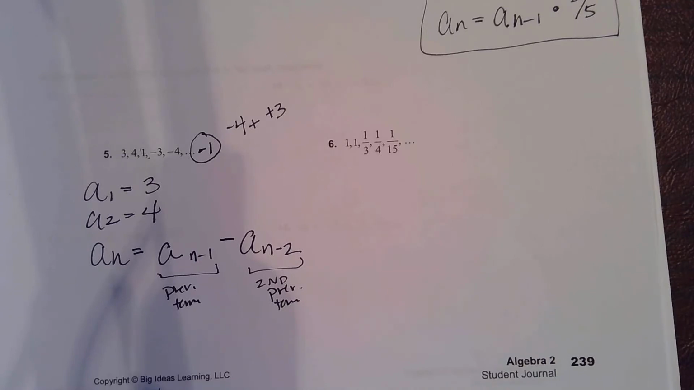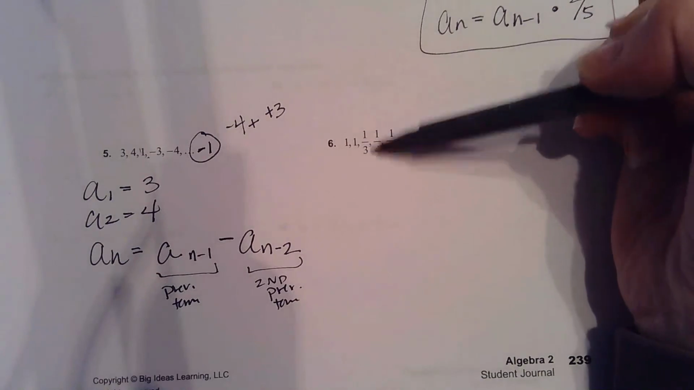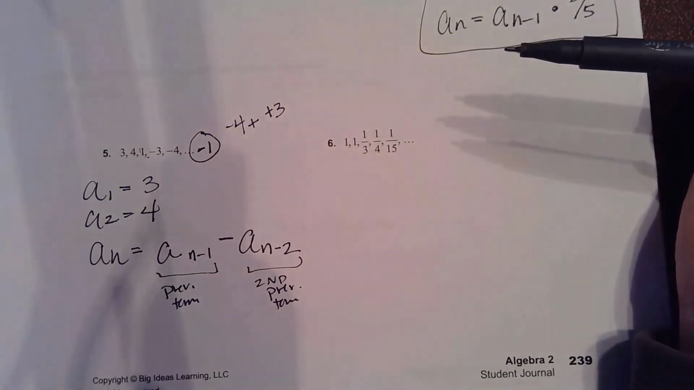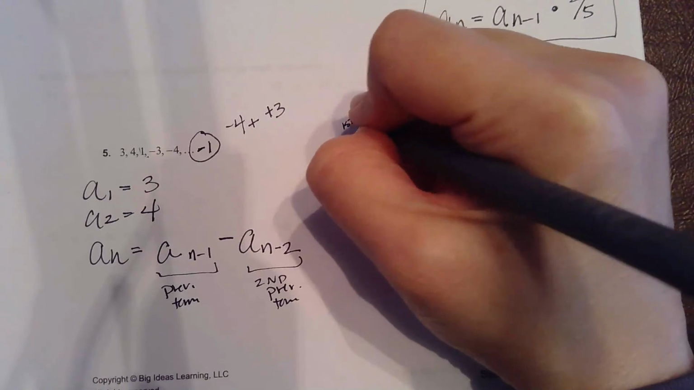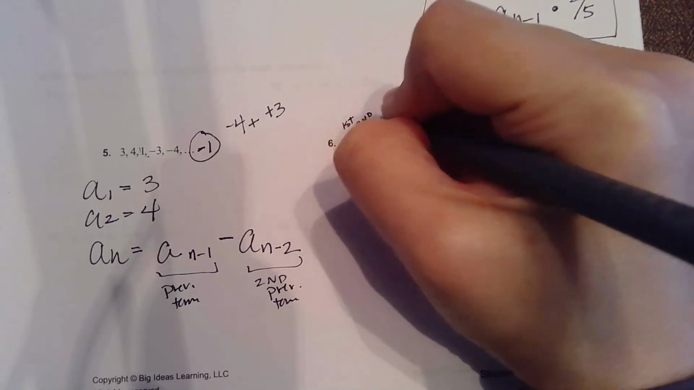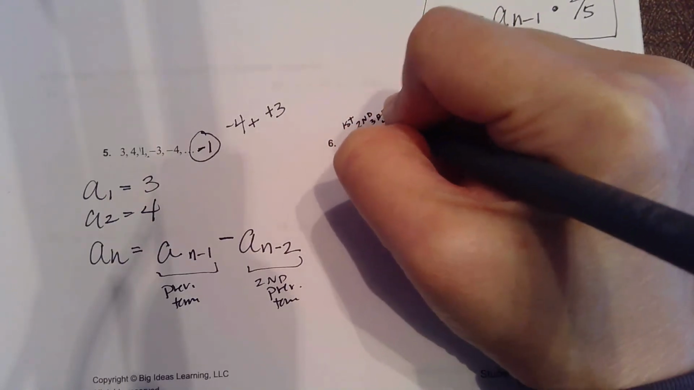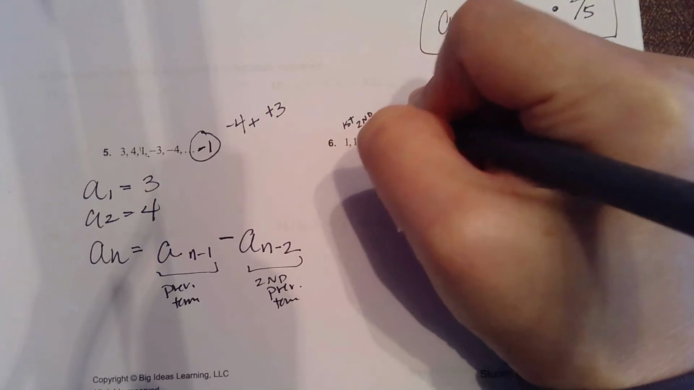Let's look at another one that's a little, I guess, challenging. So if you look at 1, 1, 1/3, 1/4, 1/15. So on this one, this is your first term, this is your second term, this is your third term, this is your fourth term, and this is your fifth term.